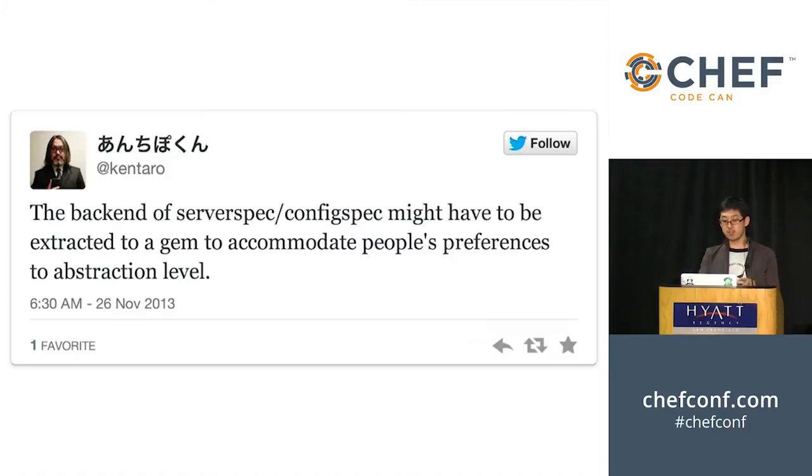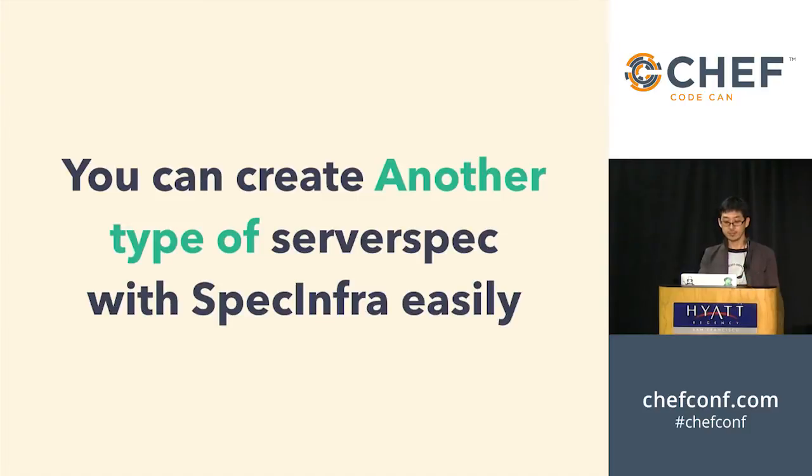So my friend said you should extract the common functions as another Ruby gem. So I separated Specinfra from Serverspec and released it as another Ruby gem. If you use Specinfra, you can create another type of Serverspec. For example, if you don't like RSpec, you can create a Minitest-based Serverspec. Minitest is another Ruby testing framework. Or your original Serverspec that has an original domain-specific language that is different from Serverspec and Minitest. Please try it if you like.